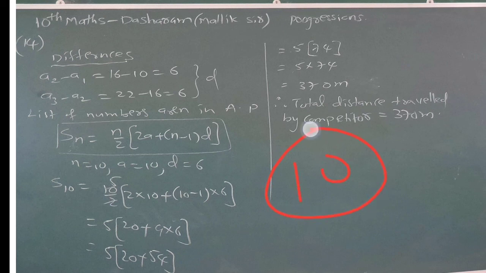That means n equals 10, a equals 10 and d equals 6. So substitute the n, a, d values and simplify. Finally we got 370 meters. So the total distance travelled by the competitor is 370 meters.